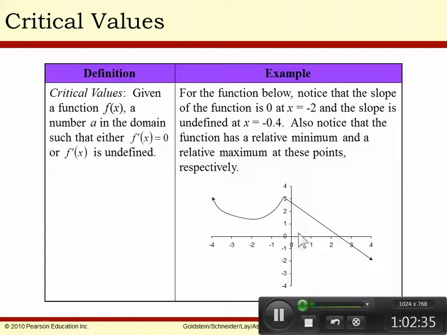For the example, for the function below, notice that the slope of the function is 0 at x equals 2, and the slope is undefined at x equals -0.4. Also notice that the function has a relative minimum and a relative maximum at these points, respectively.